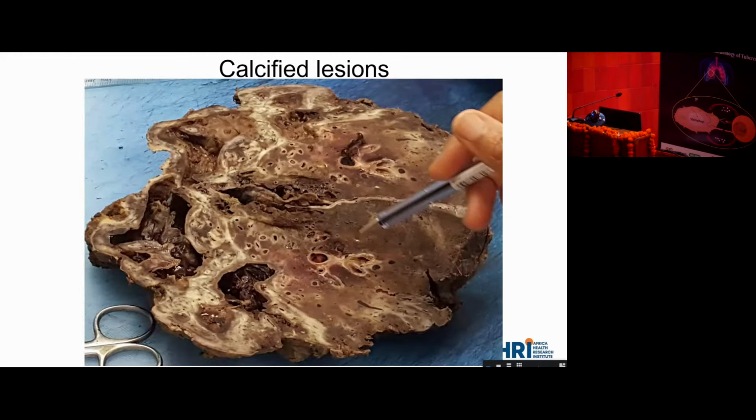Next, a few words on calcified lesions. Again, this is an open book cut, and the pathologist there indicated with a pencil these white specks here, and this is again evidence of calcification. It points to a healing process. Calcification is not unique to TB, and in many disease states, calcification is simply indicative of healing.